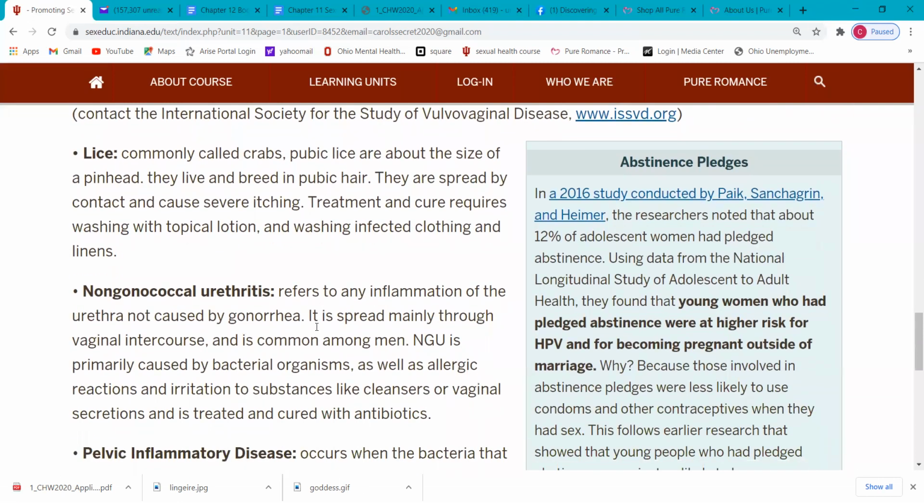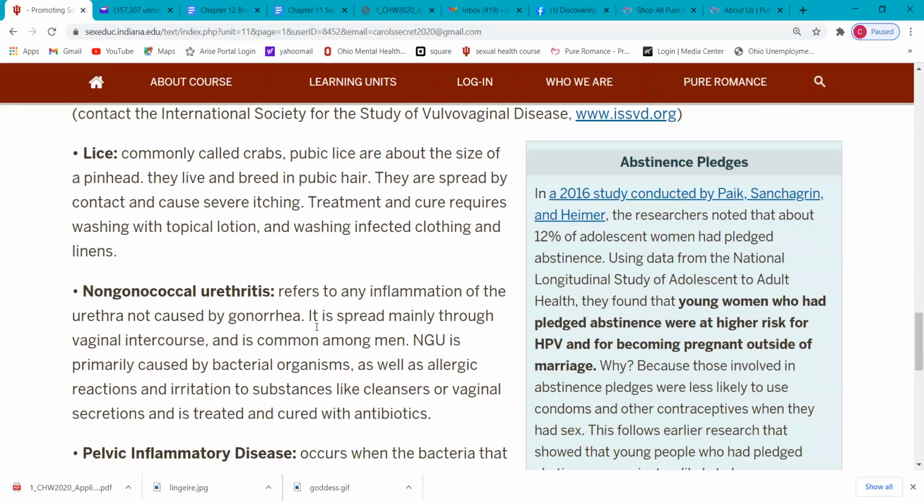So then you have lice. Let's go into the next one. Commonly called crabs, pubic lice are about the size of a pinhead. They live and breed in pubic hair. They are spread by contact and cause severe itching. Treatment and cures require washing with topical lotion and washing the infected clothing and linens. Yep, bugs, crabs, lice.